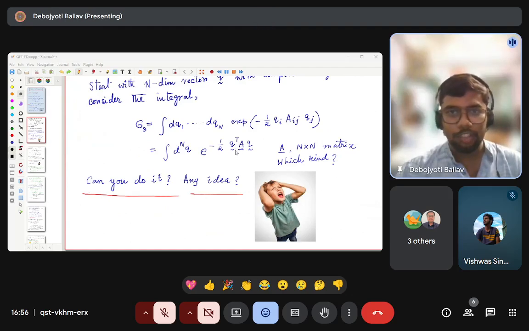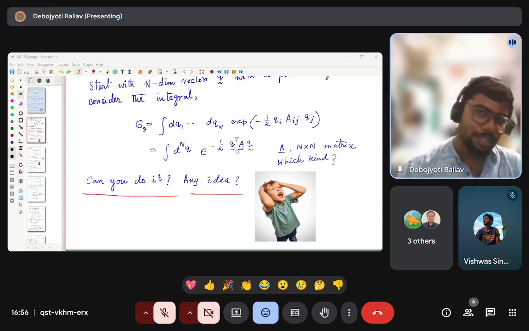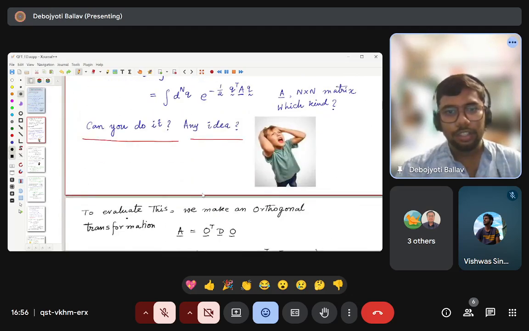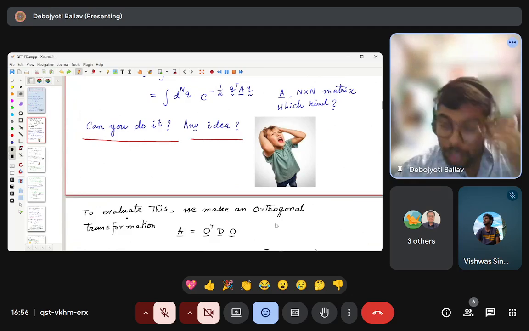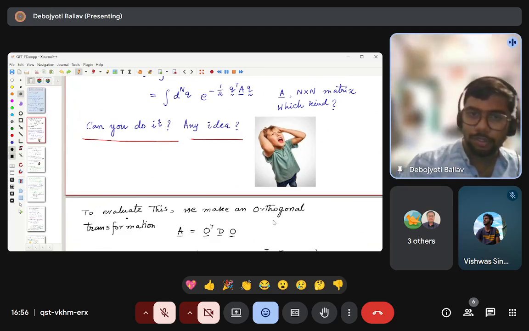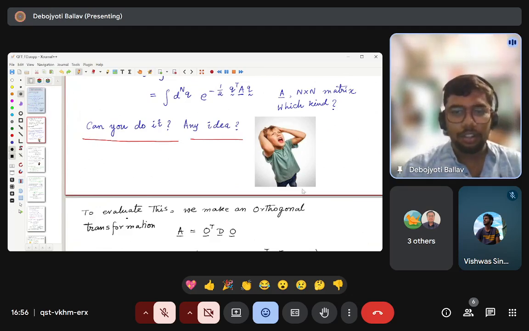That's a good guess, because yes, you are right. This A is a symmetric matrix. There is a theorem in the theory of matrices that any symmetric matrix can be orthogonally diagonalized. So we have to find the orthogonal matrix with which we can diagonalize this A. Great. So to evaluate this, we make an orthogonal transformation. You take A and write it as O transpose D O, where O is an orthogonal matrix and D is a diagonal matrix. So you diagonalize this A in terms of an orthogonal transformation.